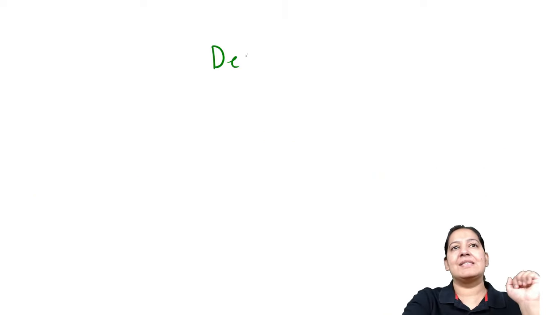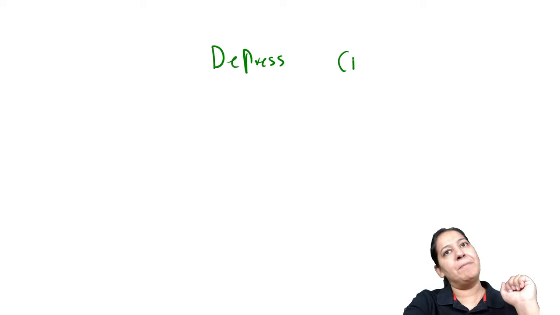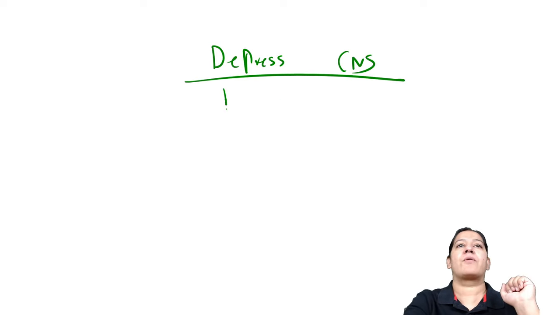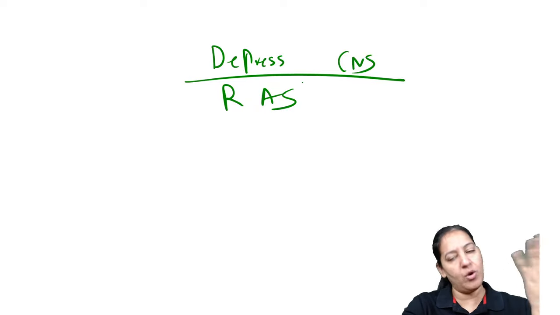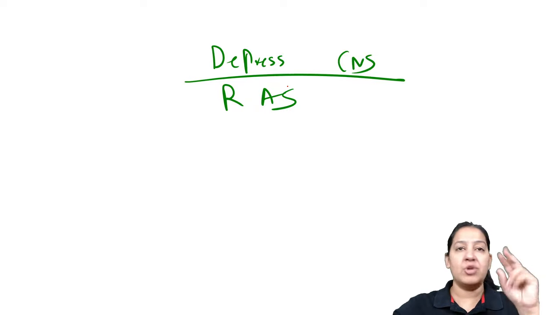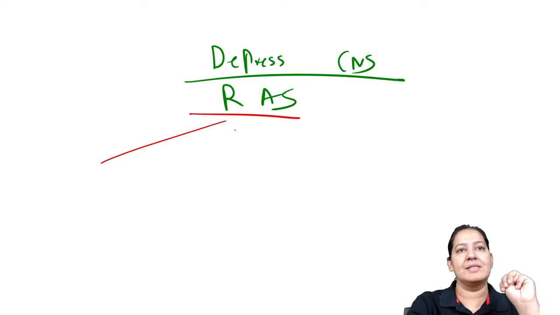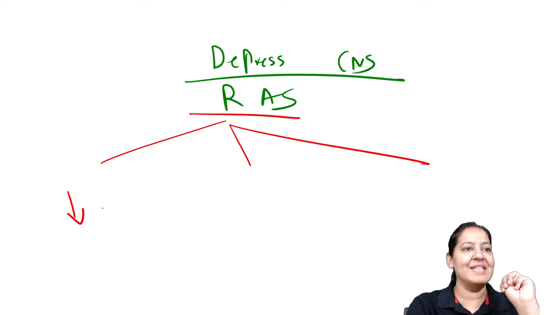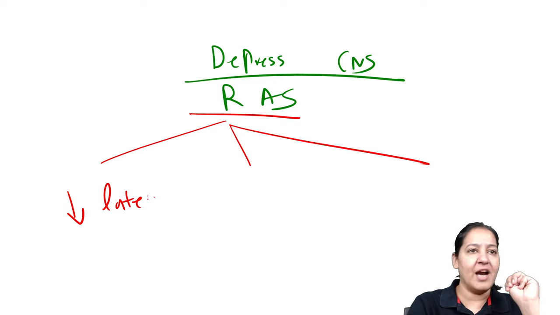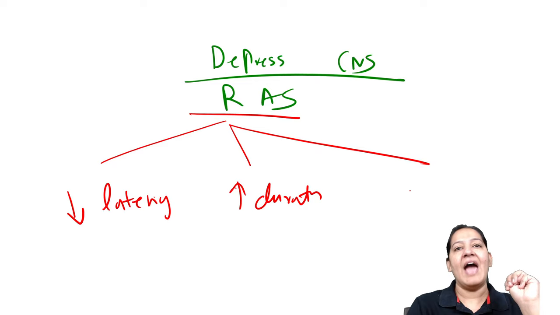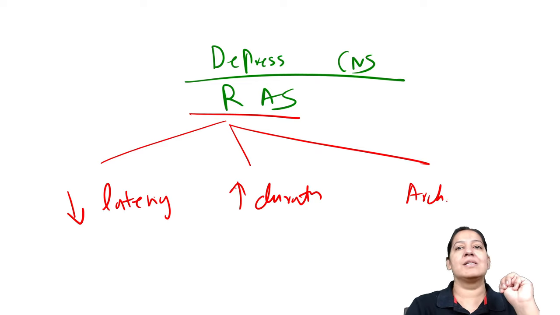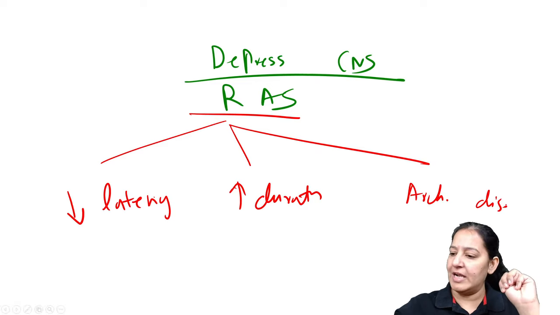It depresses the CNS. It depresses the complete CNS, but basically it depresses the RAS. It depresses the reticular activating system more as compared to the remaining CNS. Three things happen because of depression of the RAS. Number one, sleep latency is reduced. Latency kam ho jayegi. Sleep duration will be increased. And sleep architecture is disturbed.